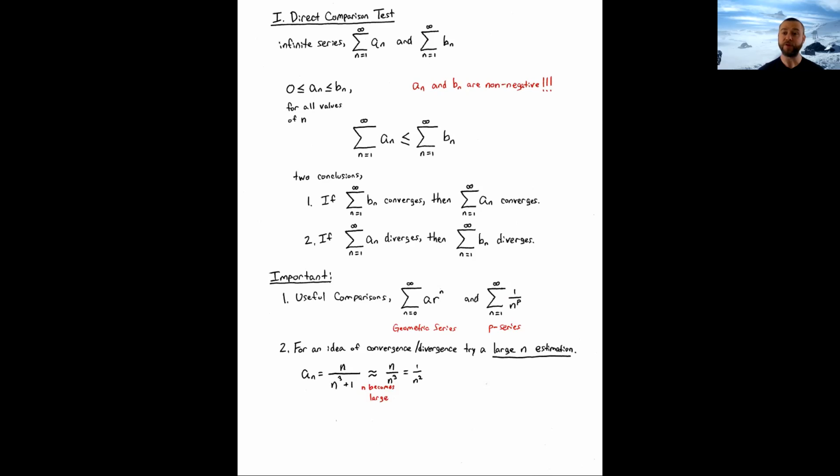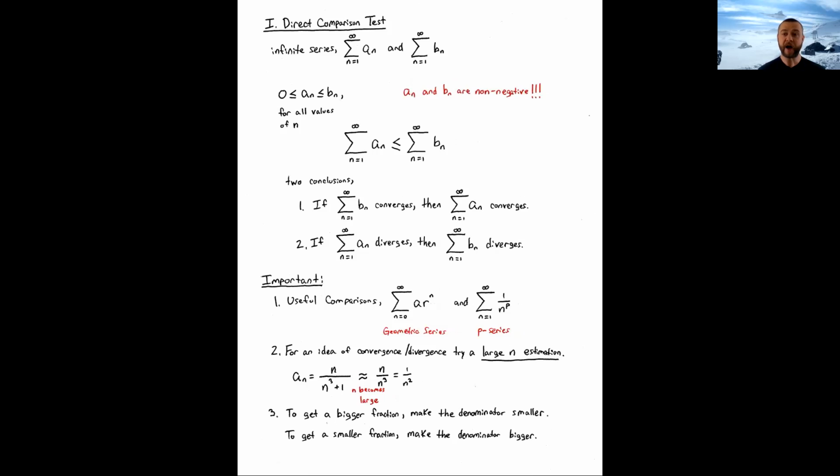And what we get here is this large n estimation. We say that this expression, n divided by n cubed plus 1, is approximately equal to n divided by n cubed. Again, the plus 1 is small in comparison to n cubed when n is big. And that expression, n divided by n cubed, just simplifies to 1 over n squared. So our general term here, a sub n, for large n values is basically similar and comparable to 1 over n squared. 1 over n squared would be what we call here the large n estimation of our general nth term.